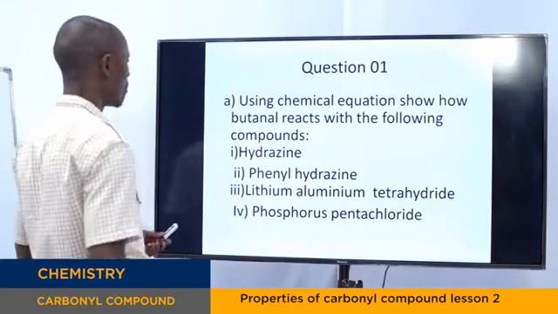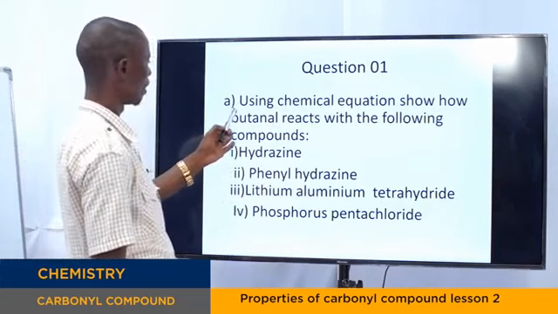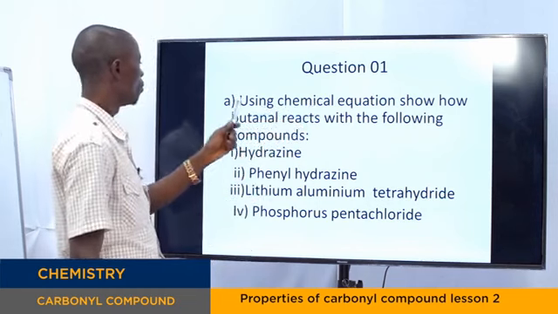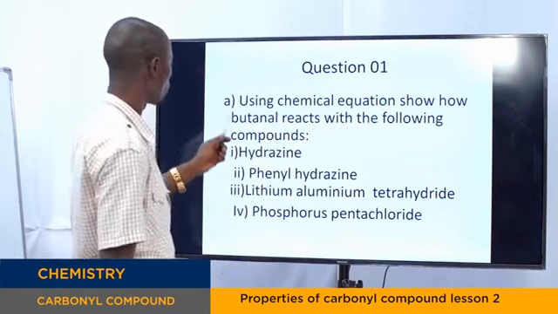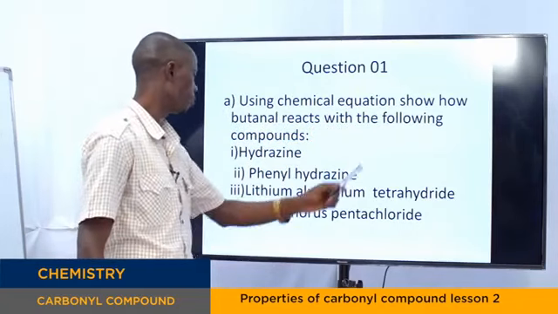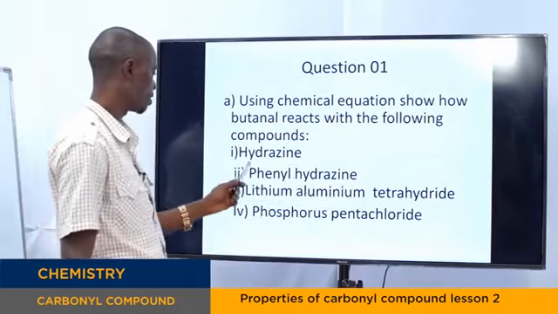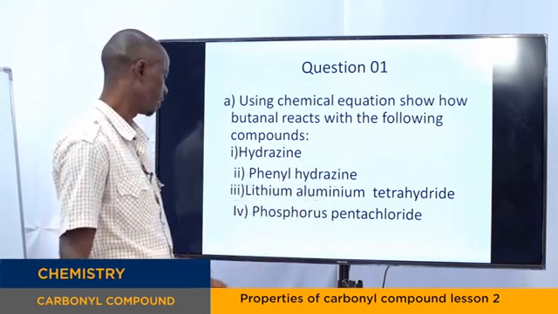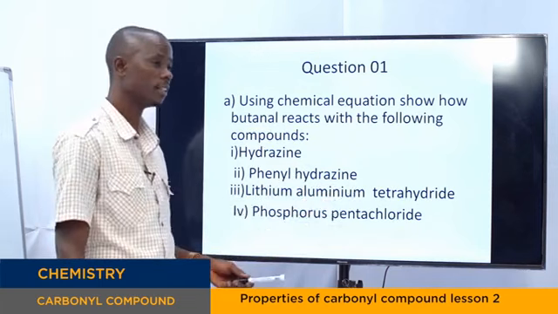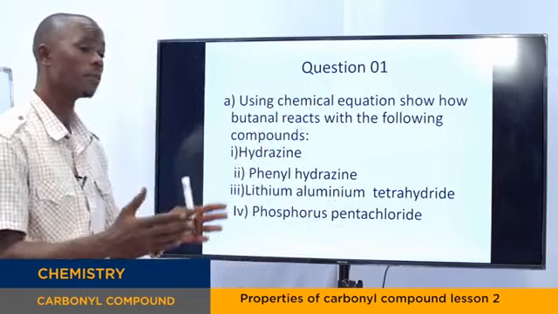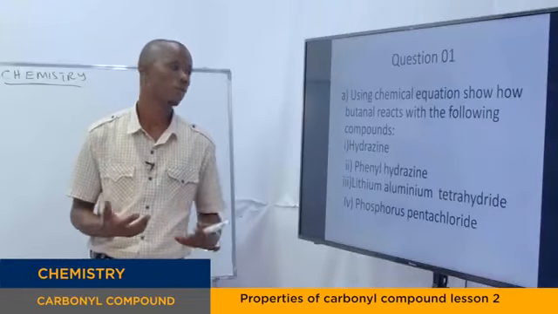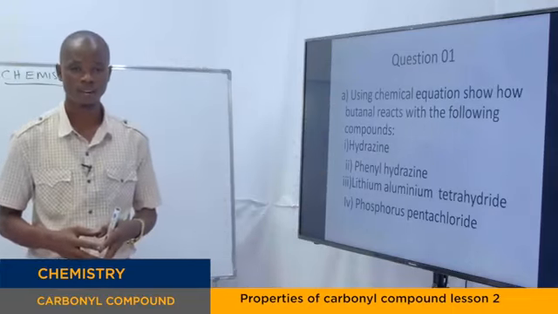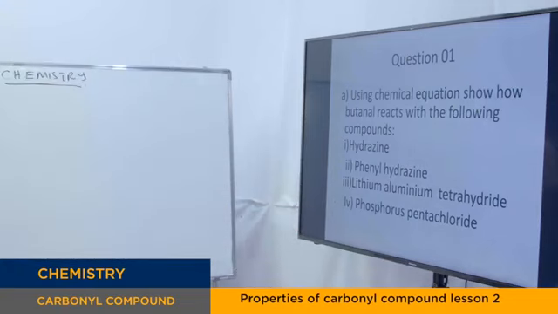Now, coming here, the first question says, using chemical equations, show how butanal reacts with the following compounds. The first one is hydrazine, the second one is phenylhydrazine, the third one is lithium aluminium tetrahydride, and the phosphorus pentachloride. So these are the reactions that are very important. So let us see how butanal, which is an aldehyde, reacts with each of the compounds that are given there. Now let's be on the board to solve one after another.